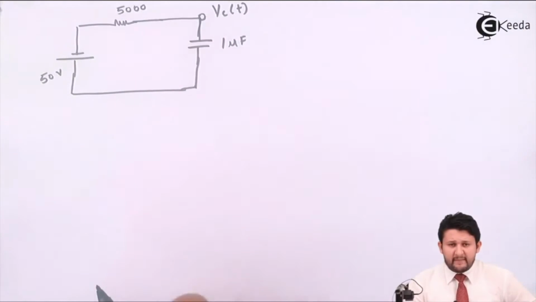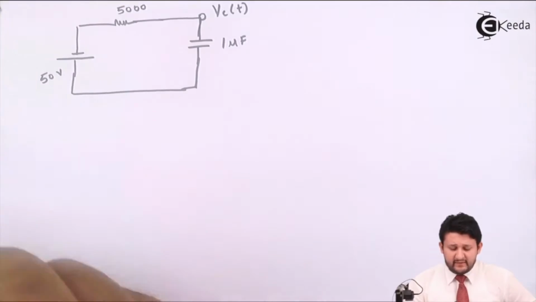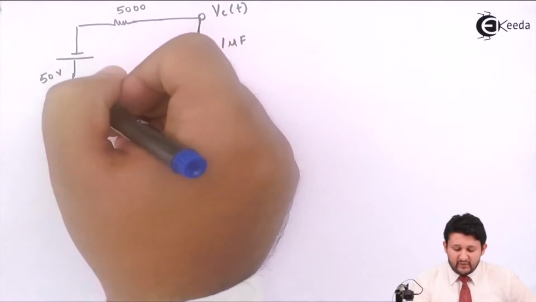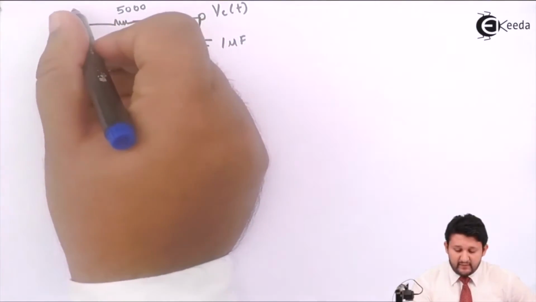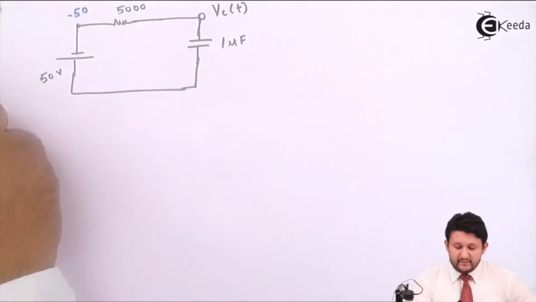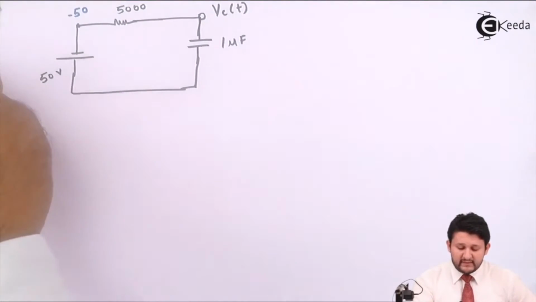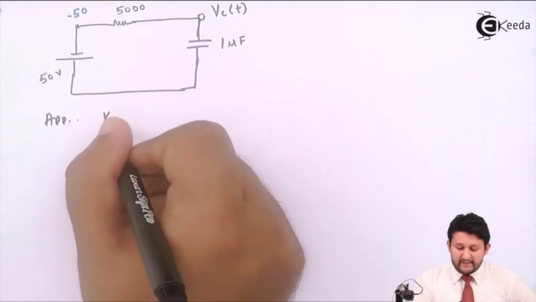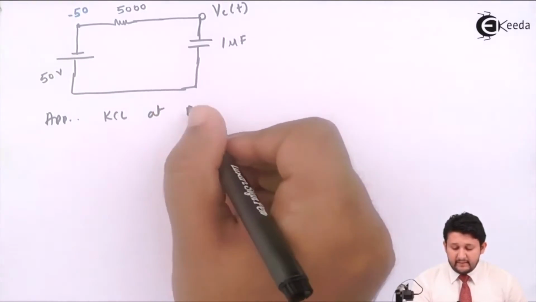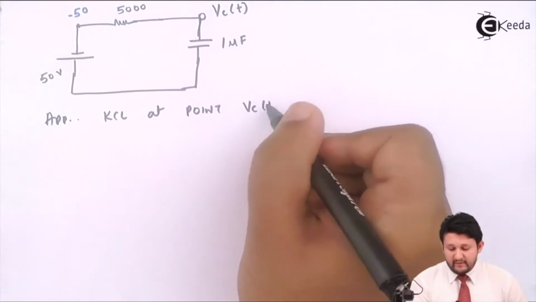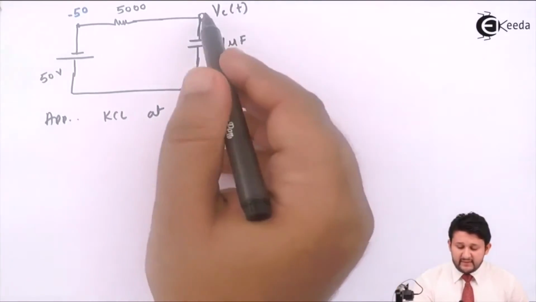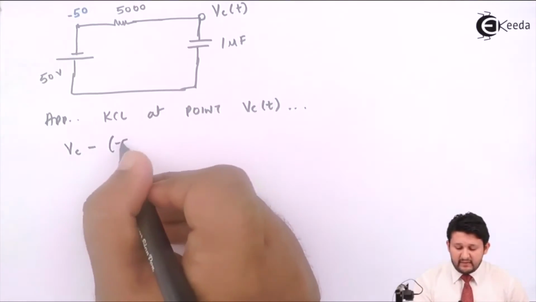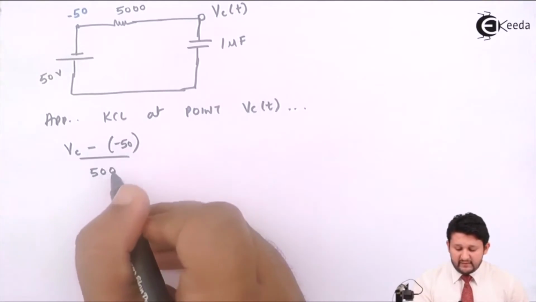So as I said, if I need to find capacitor voltage, I need to apply KCL, my dear friend. So I have two branches over here. One will be this, one will be this. If this voltage is minus 50, even the point value over here will be minus 50. So I have two branches, so my sub equation will be 2. So applying KCL at point Vc of t, we get, my dear friends, Vc minus what you can see over here, minus 50, upon 5000.